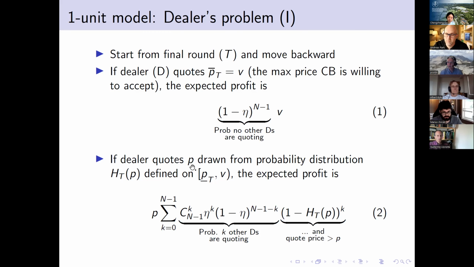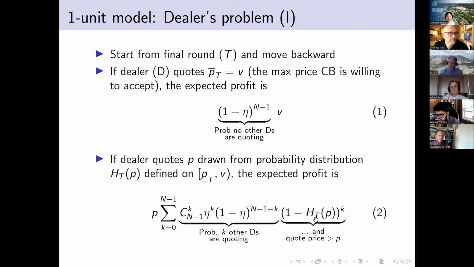Now consider a dealer quoting P, any price P less than V. That dealer will essentially earn P minus his cost of 0. So it's profit of P if, among all the dealers quoting, he happens to have the lowest quote. So of course there's a probability that there are K dealers quoting that's equal to this quantity here, and then if there are K dealers quoting, he will only get executed if all these other K dealers quote a higher price, which is 1 minus this density.